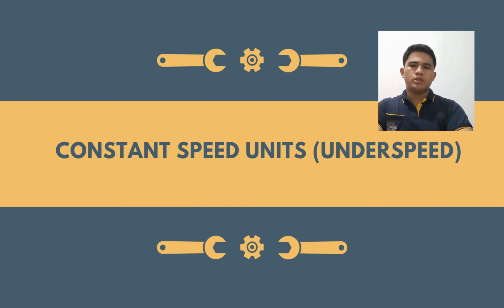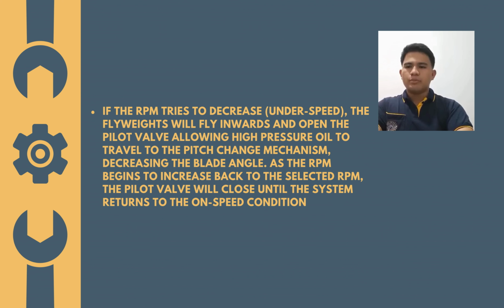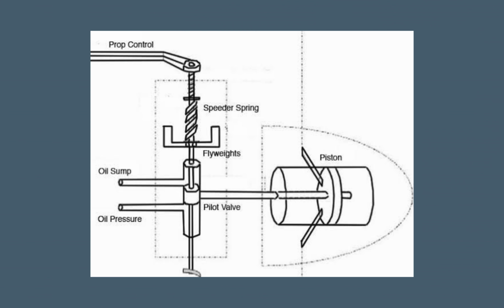Constant speed unit underspeed. If the RPM tries to decrease, underspeed, the flyweights will fly inwards and open the pilot valve, allowing high pressure oil to travel to the pitch change mechanism, decreasing the blade angle. As the RPM begins to increase back to the selected RPM, the pilot valve will close until the system returns to the on-speed.